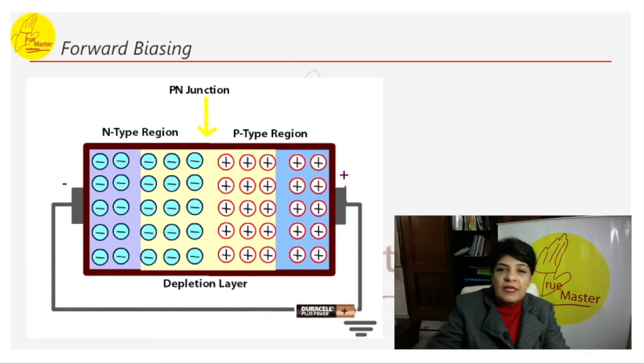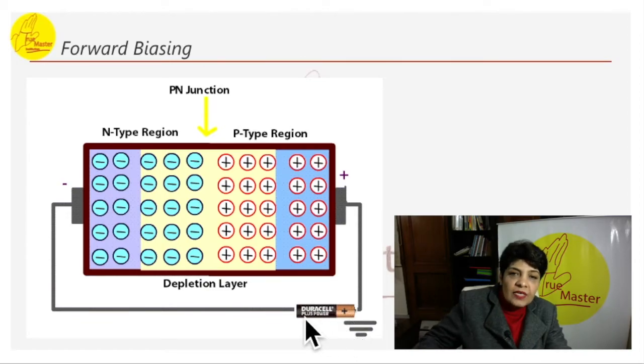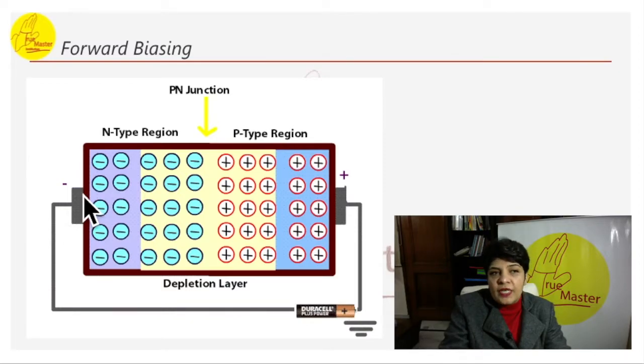The end result will be the electrons from the N type will start moving all the way here. Looking at how the connections have been set up, the P side is connected to the positive side of the battery. So forward biasing: if the positive terminal of a battery is connected to the P side and the negative terminal of the battery is connected to the N type, then the PN junction is said to be forward biased. Here the applied voltage V, whatever voltage is applied by the battery, opposes the barrier voltage.